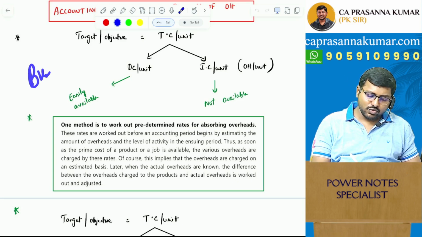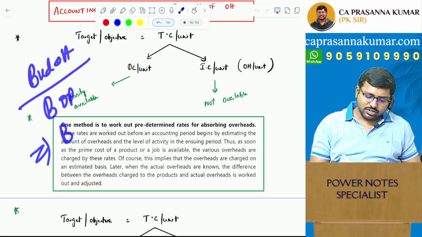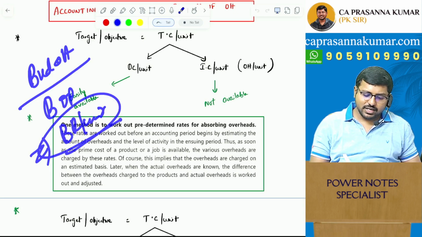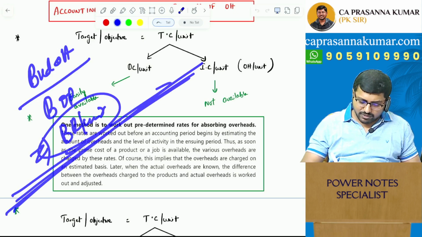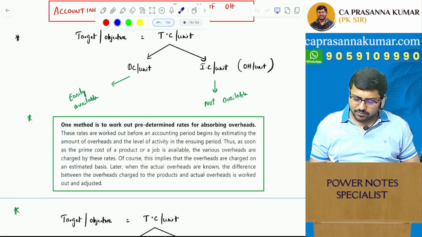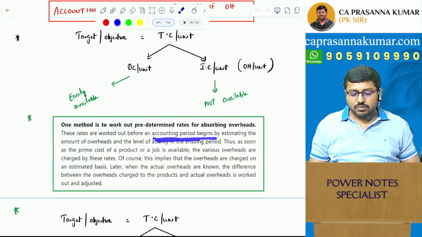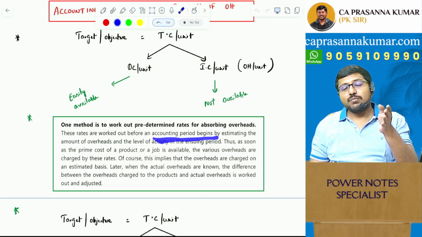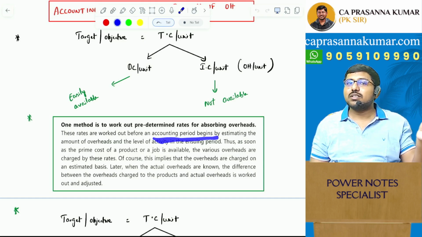Very simple. You will take your budgeted overheads and divide it by budgeted output, and you will get budgeted rate per unit. That is nothing but the predetermined rate. This budgeted rate per unit is nothing but the predetermined rate. Clear? You will do it before the accounting period begins, which means your accounting period begins in the month of April, so you will do this in the month of March.